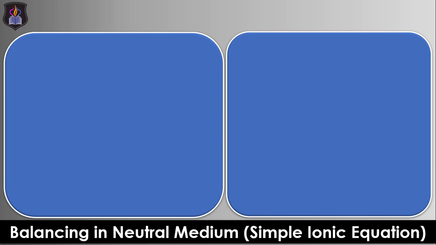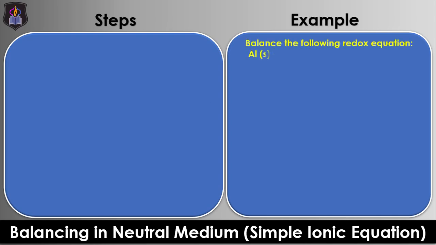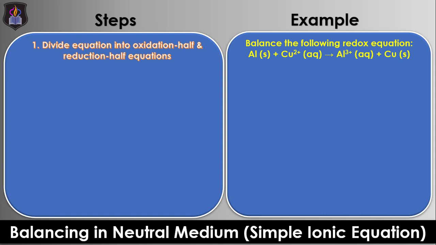Before we continue, let's consider the steps for balancing redox equations in a neutral medium while balancing the redox equation between aluminum foil and a solution of copper 2 salt. Step 1. In balancing a redox equation, the first step is to divide the equation into two half equations, the oxidation half equation and the reduction half equation, by determining the oxidizing and reducing agents in the equation.